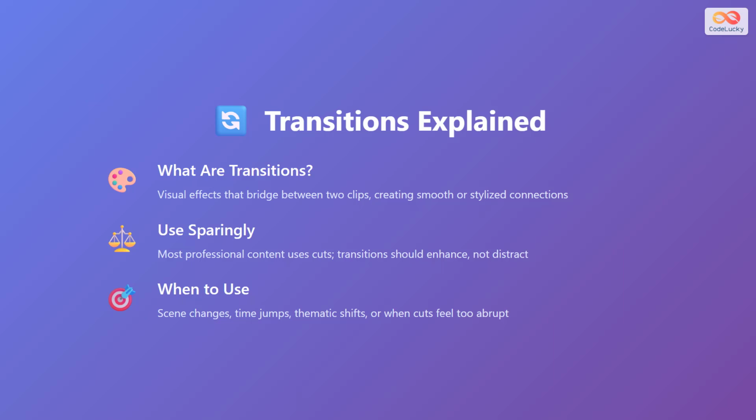Now let's talk about transitions. Transitions are visual effects that bridge between two clips, creating either smooth or stylized connections. It's important to use transitions sparingly because most professional content actually relies on cuts. Transitions should enhance your story, not distract from it. Use transitions when you need to show a scene change, indicate a jump in time, transition between different topics, or when a straight cut would feel too abrupt.